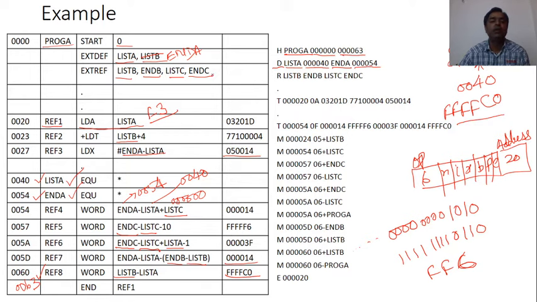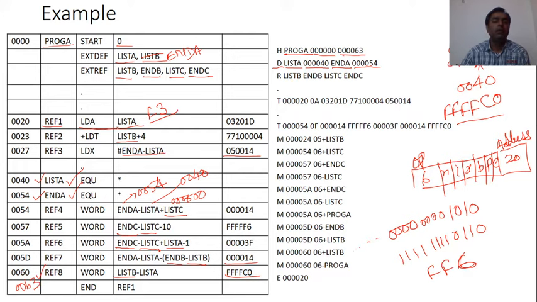Then we have to write refer record. In refer record, we have to write only the symbols that are referred in this control section, that are list B, end B, list C, and end C. So it is written here list B, end B, list C, and end C.